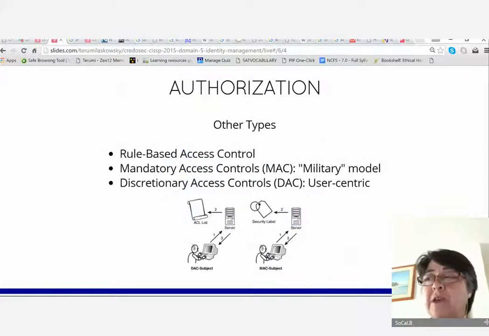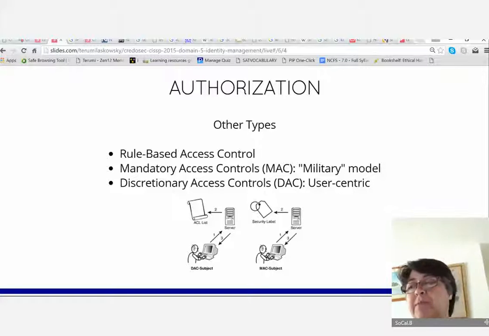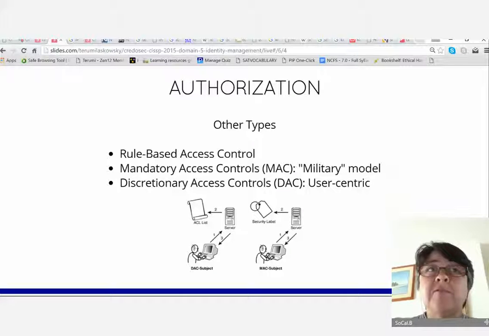The authorization, the other types. I've already talked about DAC, which is discretionary access control. Basically, discretionary access control is user-centric. It's almost like the Unix systems where you, as a user, create a file, and you get to decide who gets to access that file in what way, because you're the owner. So that would be a DAC.